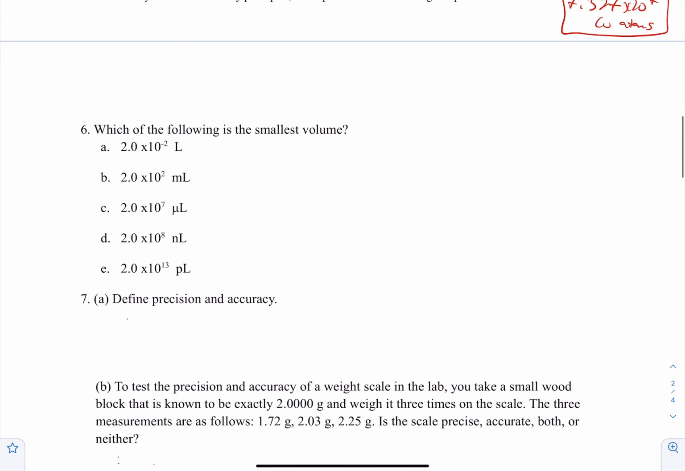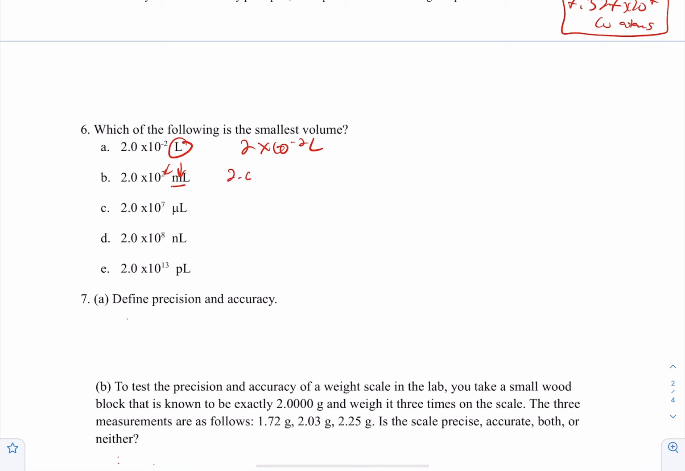Okay. All right, and then number 6 here. Which of the following is the smallest volume? Notice that these are all in the same base unit. They're just in different sub-units, and so it would be easiest if we can just convert them all back to the base unit. So this is already in the base unit, so I'm just going to leave it as 2 times 10 to the negative 2 liters. Okay. Now, the easiest way to do this is just to take what you have and multiply it by the change that this subunit gives you.